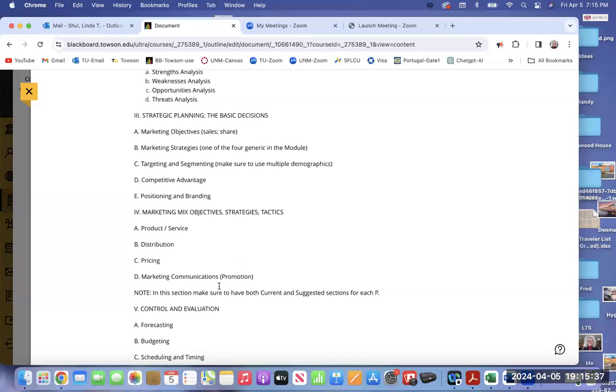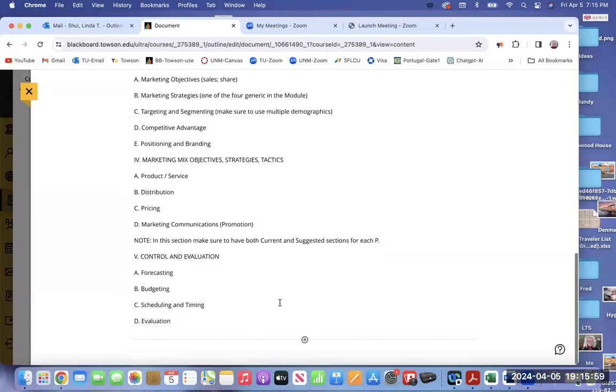And these are in the examples, but also every time I give you an opportunity to write these for extra credit, and some of you are doing it and some of you are not, you just have to write current and suggested for each one. If you don't do that, you're going to lose a lot of points, because this part is worth a lot.